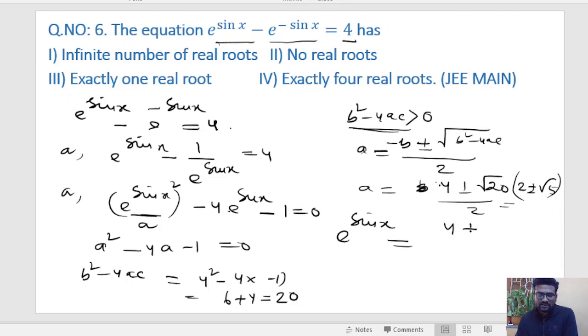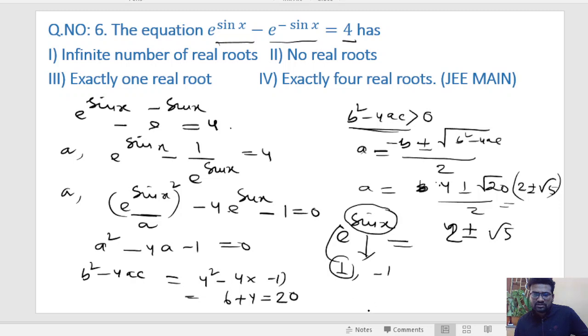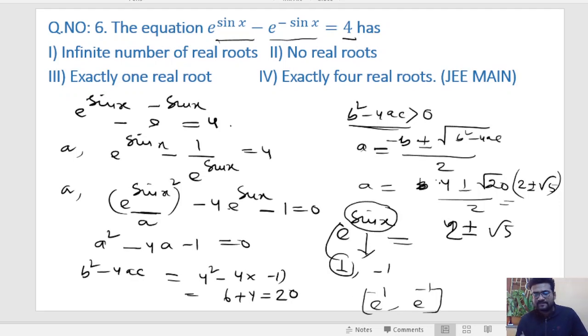The roots can be 2 plus minus root 5, and we know that the function is sin x. What is the maximum value of sin x and cos x? We know that the maximum value is 1 and the minimum value is minus 1. So for the given function, putting sin x, we get e to the power 1 as the maximum and e to the power minus 1 as the minimum. This is the interval of the solution.